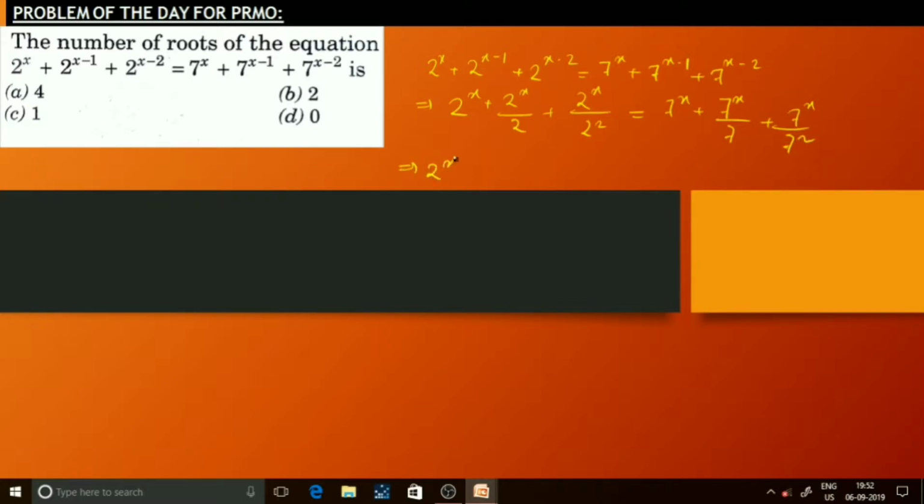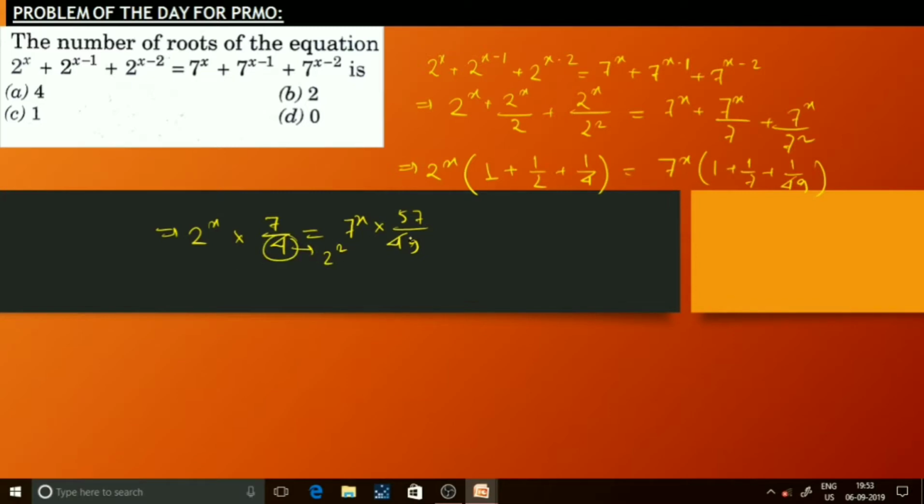So now taking common 2^x from the left side, it will give 1 + 1/2 + 1/4, and from the right taking 7^x common. Now we'll get 2^x times 7/4 equals 7^x times 57/49.